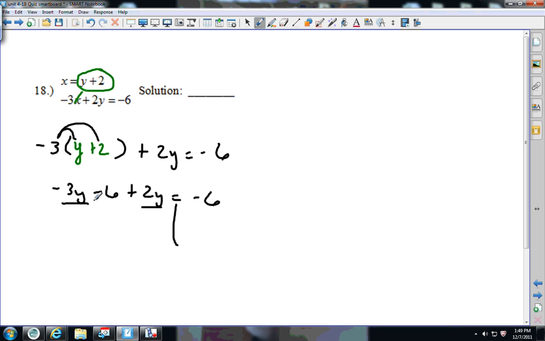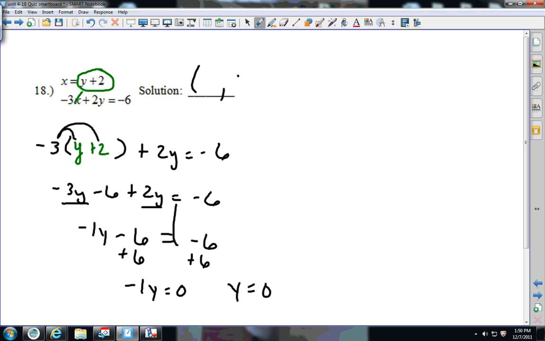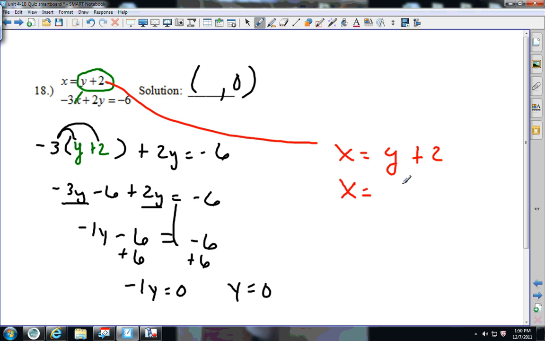I put these together, I get negative 1y minus 6 equals negative 6. Add 6 to each side. Negative 1y equals 0. So y equals 0. Now take the other equation. X equals y plus 2, and y is 0. 0 plus 2. X equals 2.